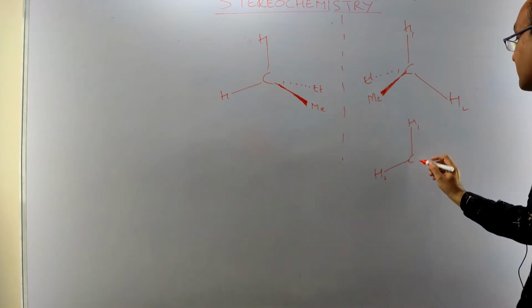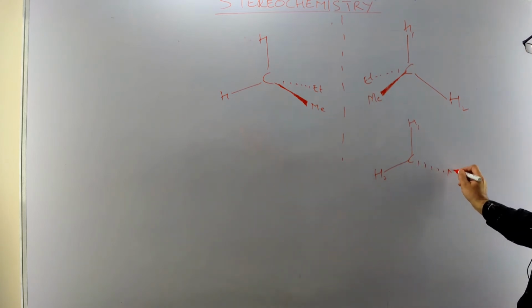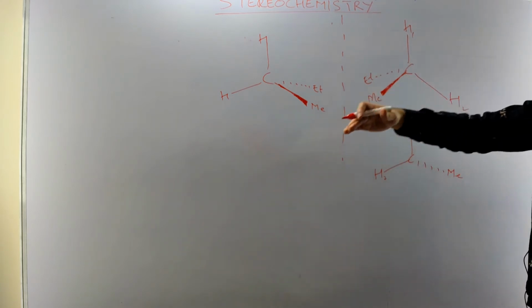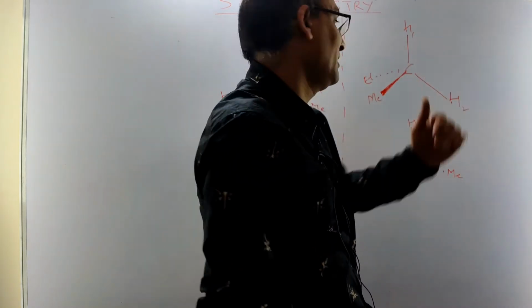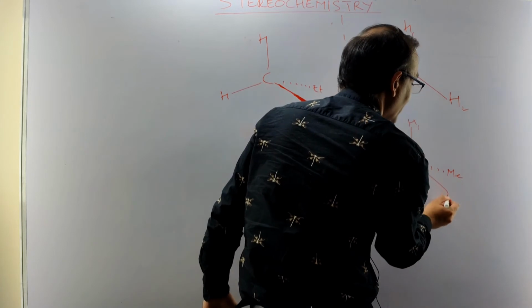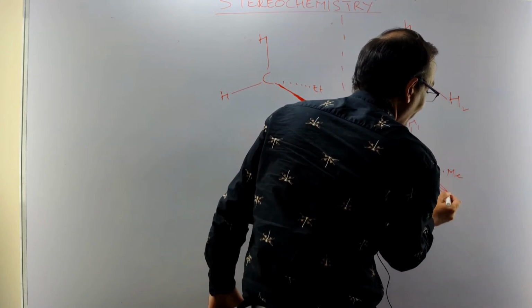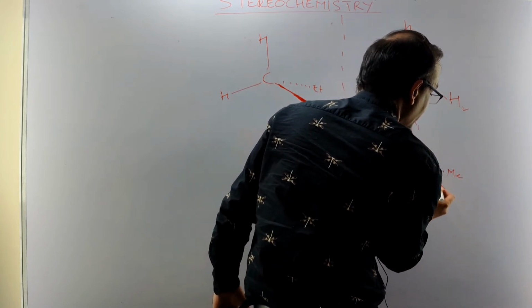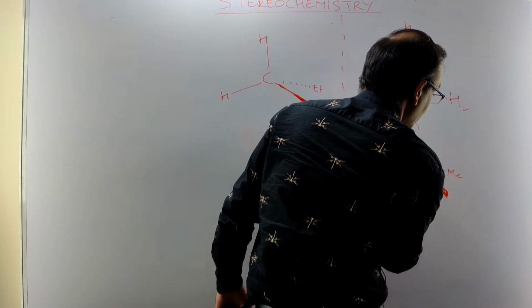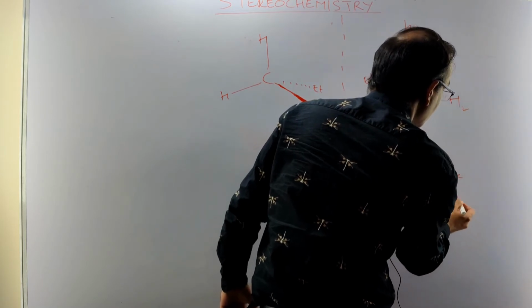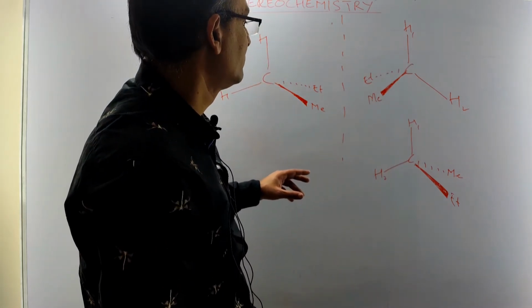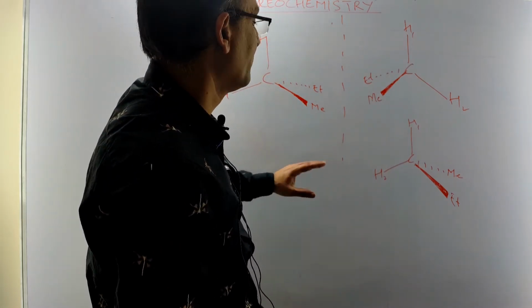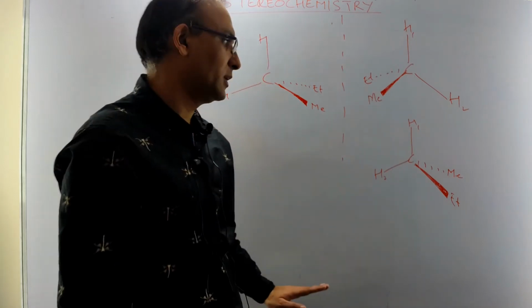So you are having this methyl behind, and what happens to this ethyl? This ethyl was behind, it rotates 180 degrees, it comes front. So you are having ethyl group here. Now you look at this molecule. Okay, now this much you have done, you got this.